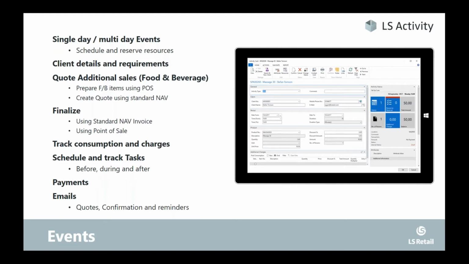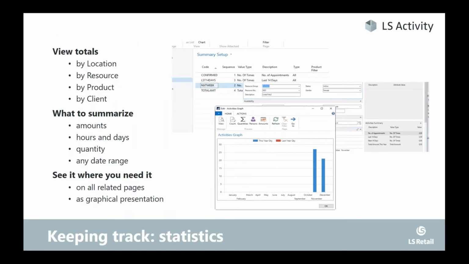Food and beverage quotes can be prepared on the point of sale and then passed on to the event as additional charges. Standard NAV quote can be issued, and tasks can be planned and assigned to employees. Finally, the event can be charged and finalized either through point of sale or standard NAV invoicing. Very flexible summary logic can be applied by the user and shown in multiple areas of the solution. For example, a summary on a resource card, product card, or on the main role center.